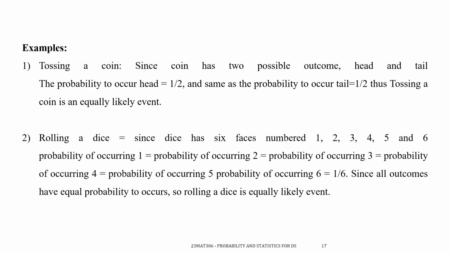In a die, all 6 outcomes have equal probability of 1 by 6. Similarly, coin toss outcomes are equally likely. These examples help us apply the classical definition of probability.